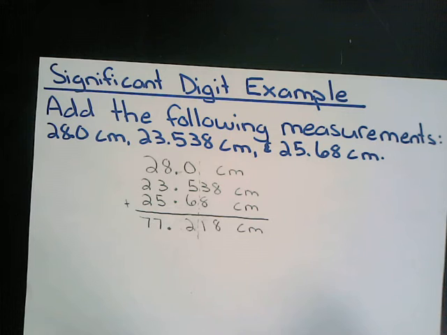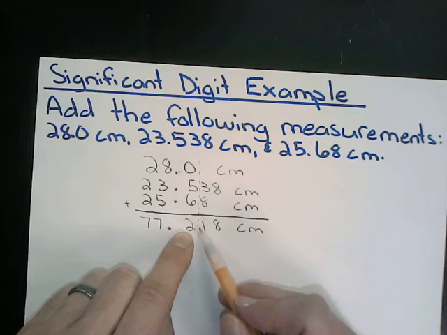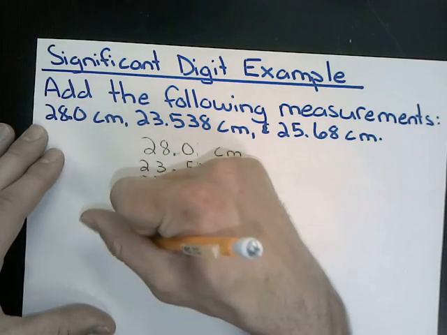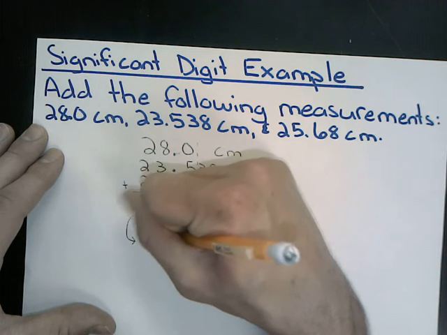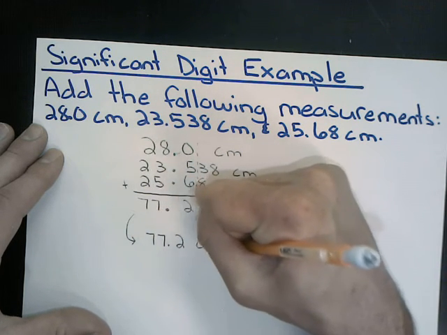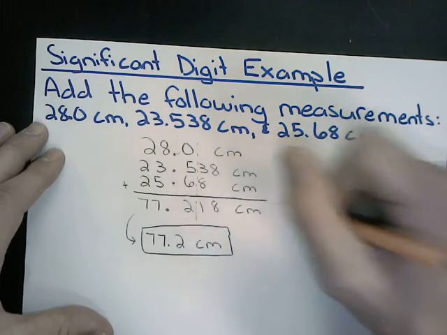So when we would do this, we would look at 2 being our last significant digit. We would ask ourselves, would a 1 make the 2 round up? The answer is no. So our answer, rounded to the correct number of significant digits, would be 77.2 centimeters. And that becomes our answer.